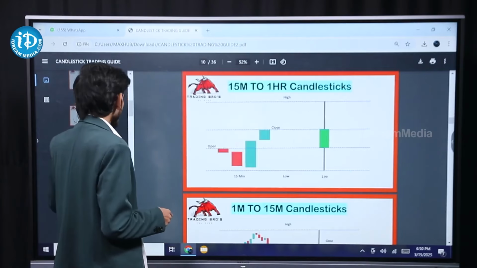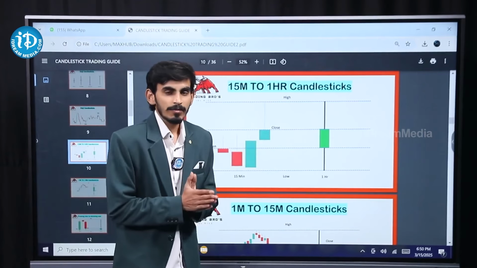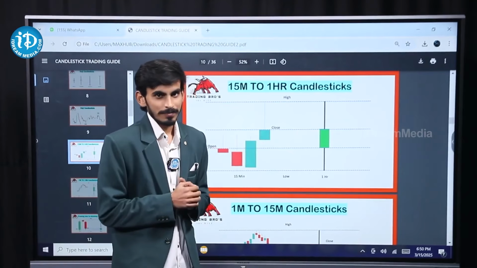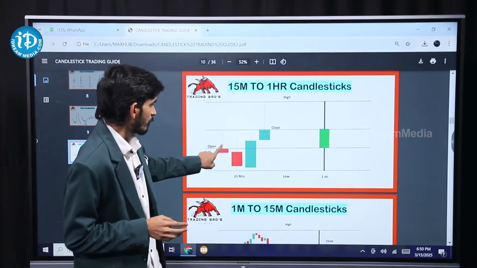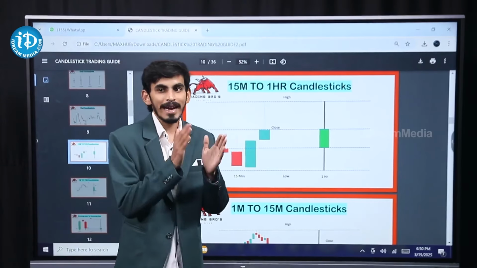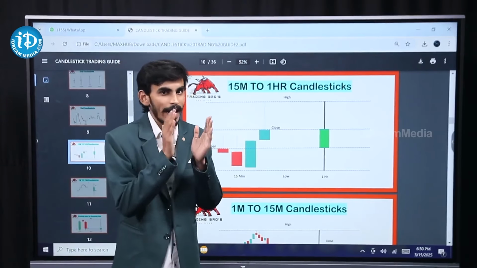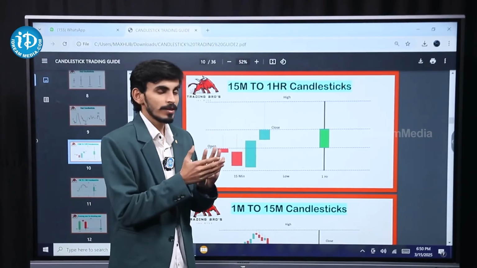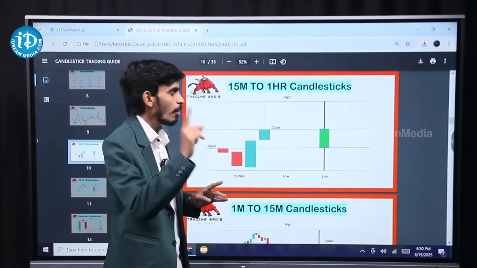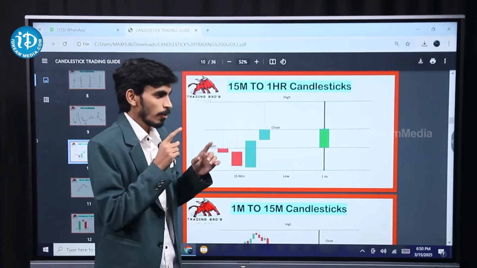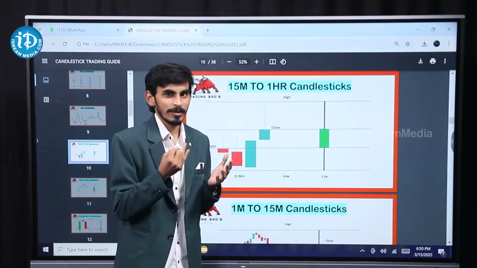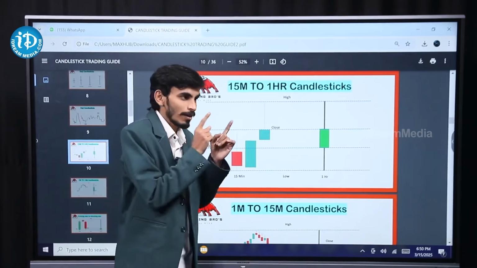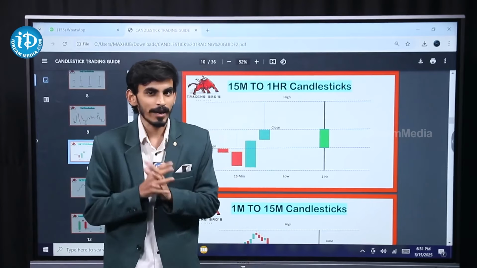Look at this slide, I already told you. Here we have a 15-minute candle. How many 15-minute candles add up to 1 hour? So 4 15-minute candles, one candle closes for 15 minutes. So if 4 15-minute candles close, that's a 1 hour candle, right? Now how many minutes are there in 1 hour? 60 minutes, right? So 60 minutes means 60 1-minute candles, 1 hour candle.